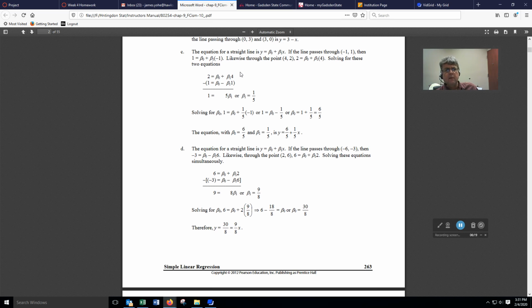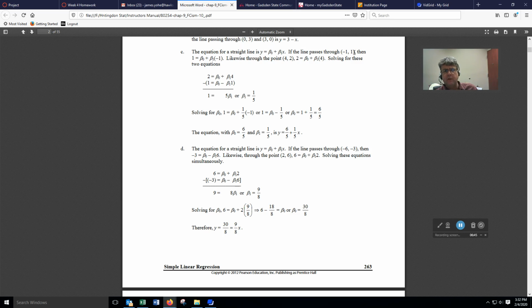Okay. Part C here, the equation for a straight line is y equals beta 0 plus beta 1 times x. That is going to be the basic model for your deterministic model when we have a linear relationship with one variable, x. We don't need to specify, there's a linear relationship between x and y.